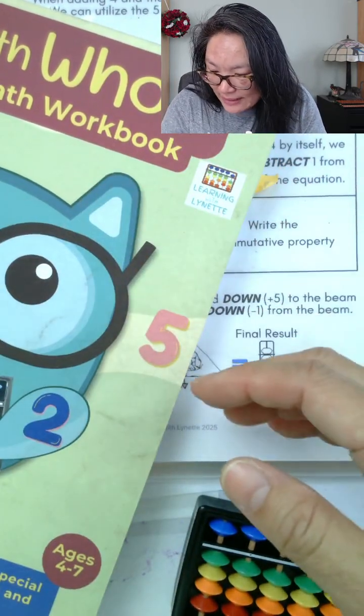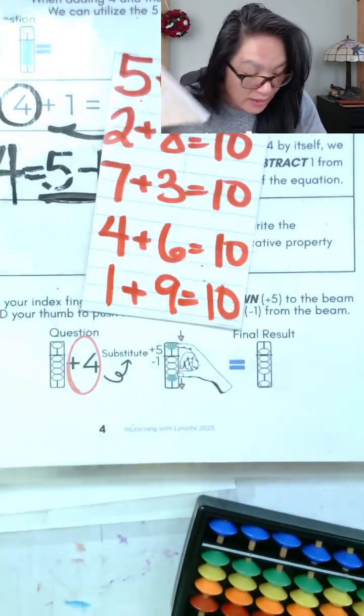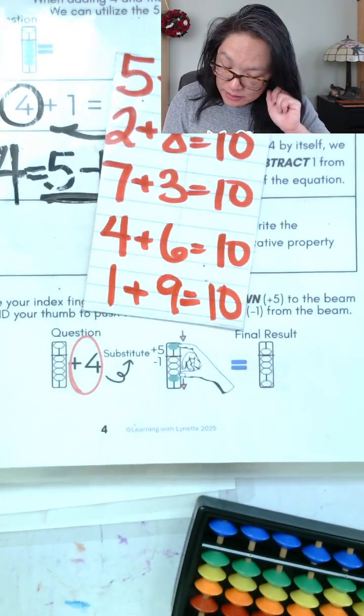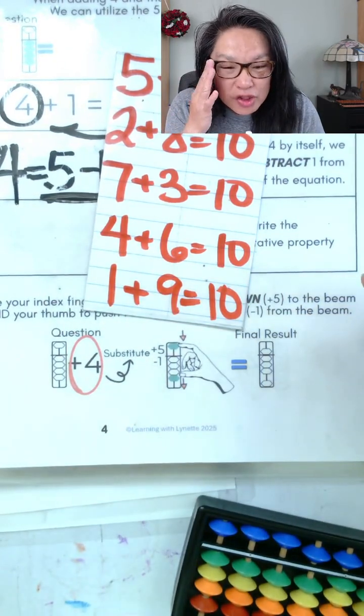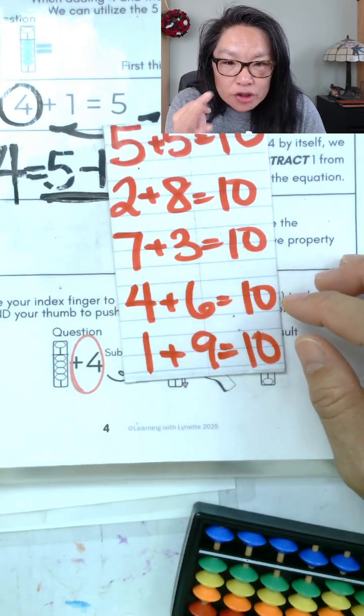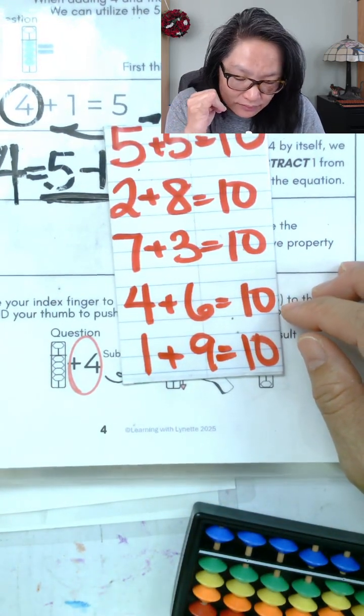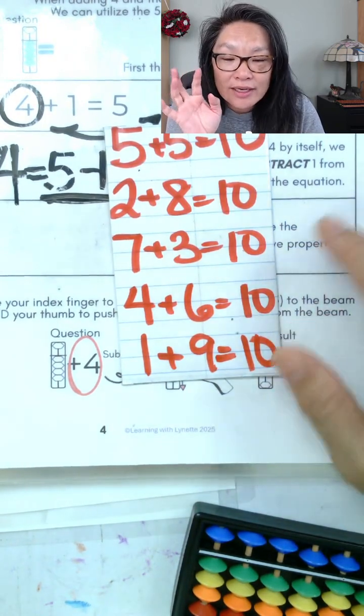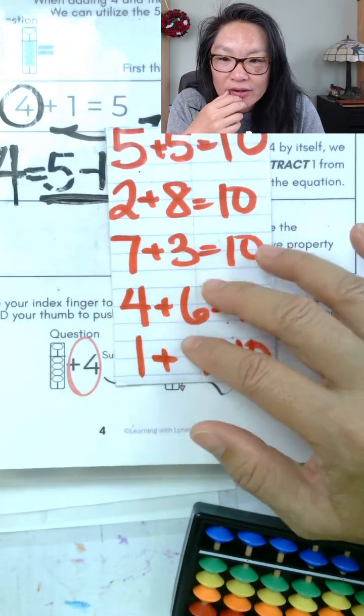How to make a 10. What do we call it in the mainstream world? We say borrowing, grouping, trading, regrouping. There are all these names. Carryover. Thank you, Techie. Carryover. What else?